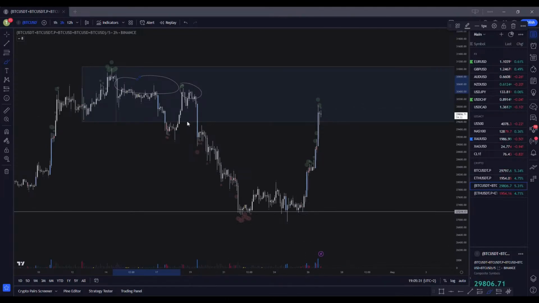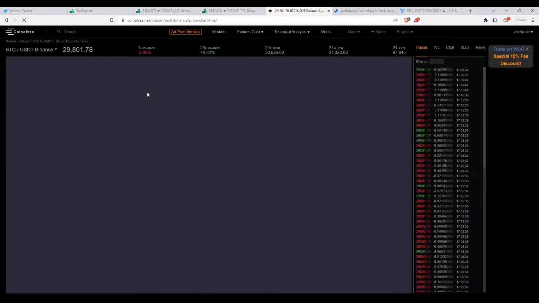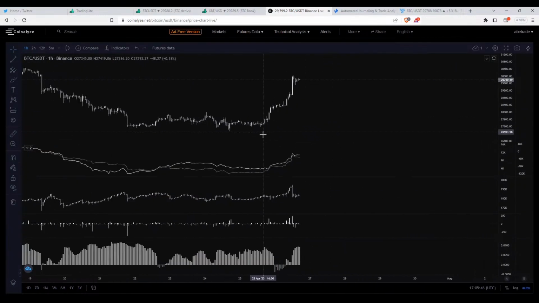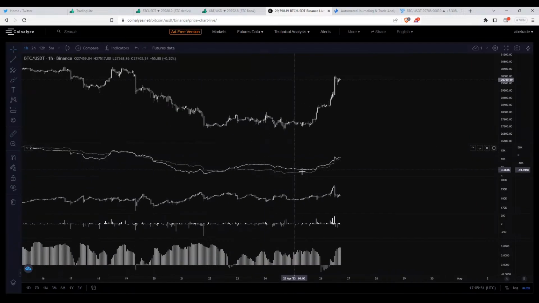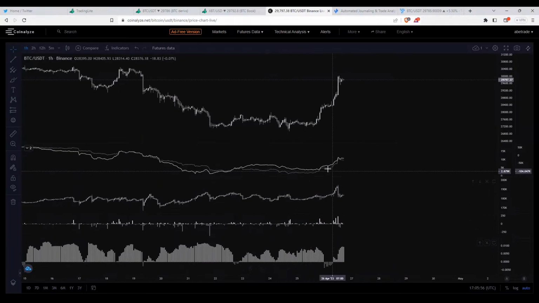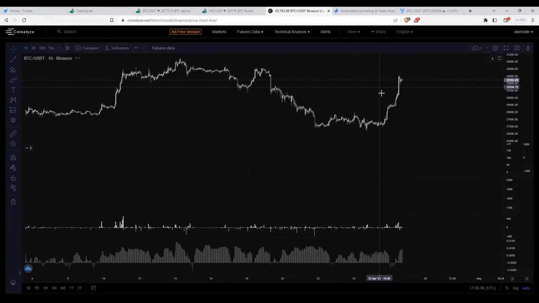If we take a look at the perpetual data, I'm going to switch the screen here, and we're going to take a look at BTC USDT on Coinalyze. Let's see. Okay, we had a decent amount of spot buying coming into the highs. Funding went a little bit negative, but from an order flow perspective, this seems to me a little bit of a topish structure.